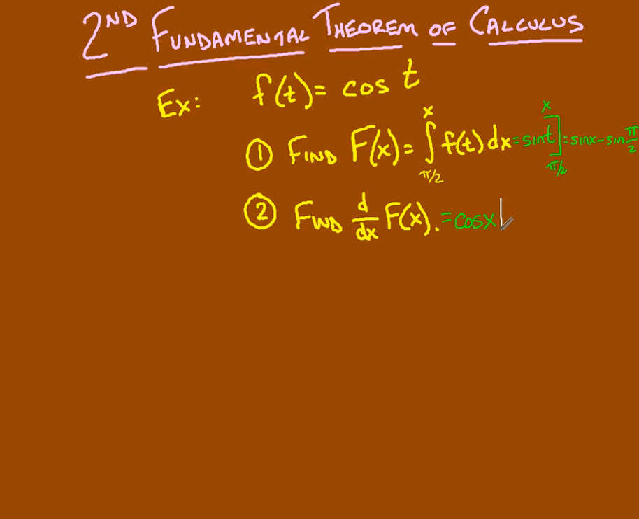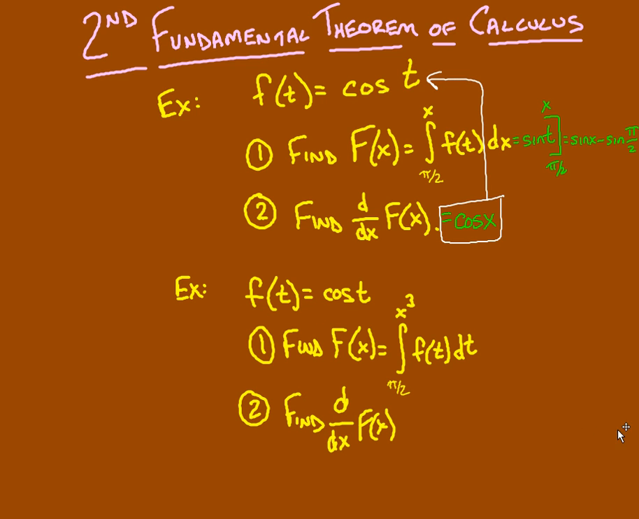So notice what just happened. My final answer ended up being eerily similar to what I began with. Cosine, cosine. It was cosine of t, now it's cosine of x. So you would think that when you take the integral, then take the derivative, you always get exactly what you started with. And that's the one part where calc is a little bit different, because it's not always the case.